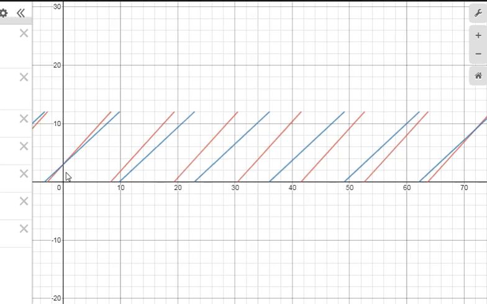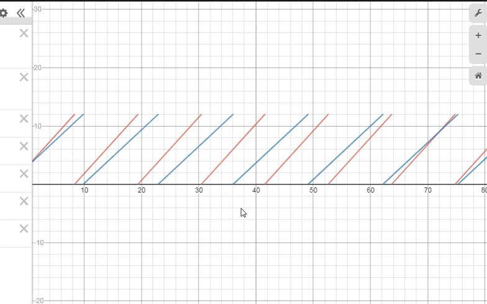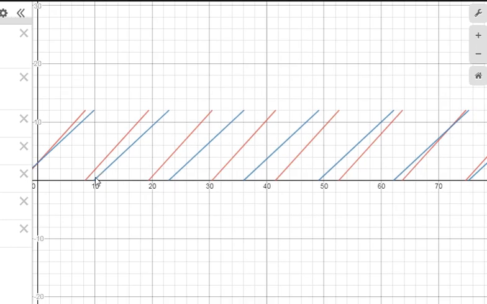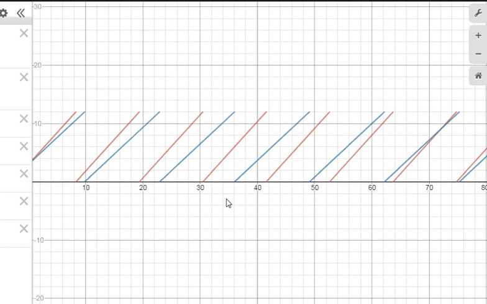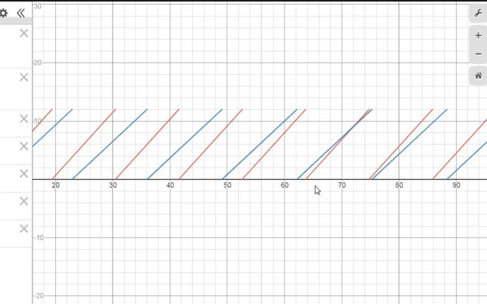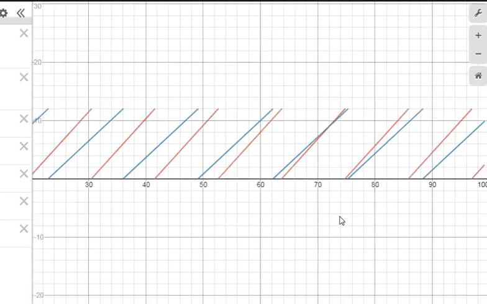If you notice, they both start the same at 3 when 0 hours have passed. And every 12 hours, they start over, because from here to here is 12 hours. And so looking at this, they're not the same again until right here. So after 72 hours, they're both 9 o'clock.